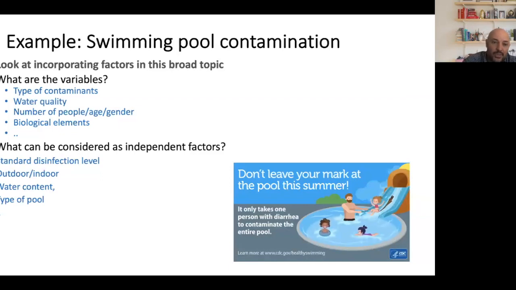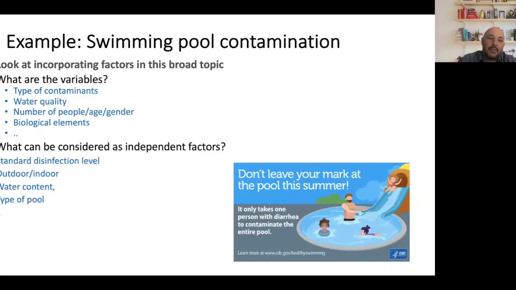So what can be considered an independent factor? In this case, it can be a variable in comparable studies. For example, a standard disinfection level, which is different state by state, indoor versus outdoor, and a hot tub versus a regular swimming pool. Water content, the minimum and maximum water content, and the type of pool also differ: indoor, outdoor, jacuzzi, or a children's swimming pool.